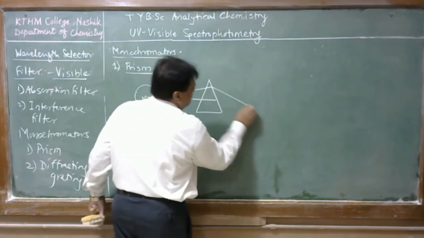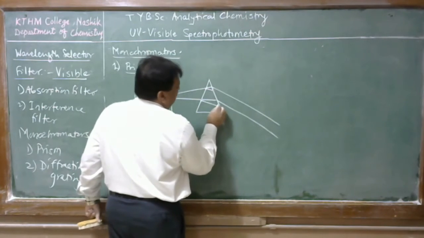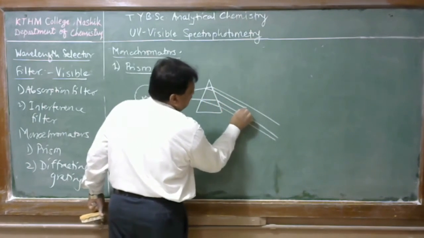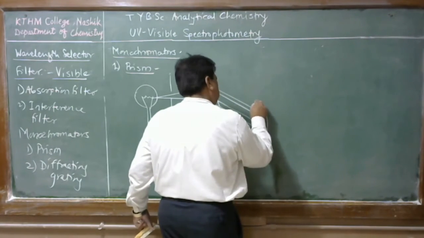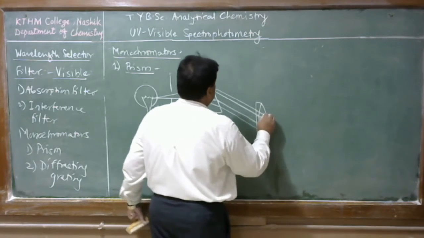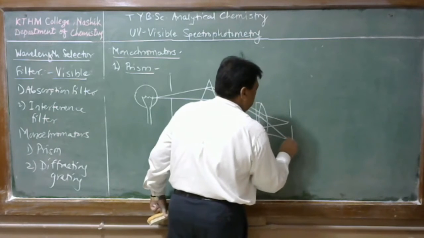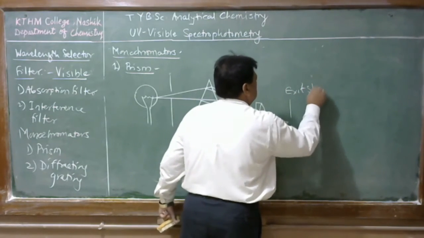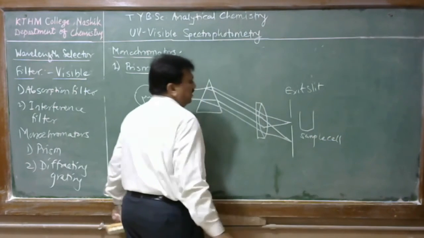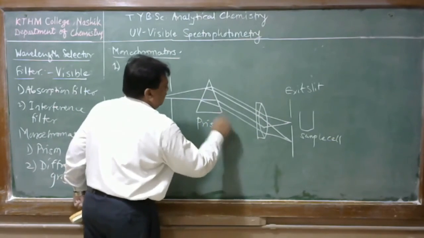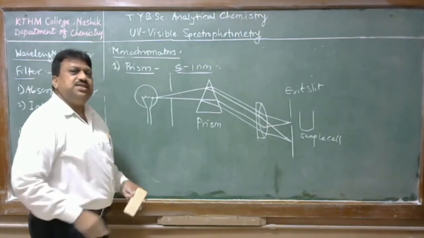This prism refracts this radiation in this fashion. Here, the path of the radiation is changed. One type of radiation uses this path, another type of radiation uses this path, and in this lens the path is again changed. Therefore, this radiation falls in one region, and that radiation falls in another region. Therefore, when we place a slit here, this is an exit slit. Here we can have a sample cell. Such radiation is obtained by using a prism, and a bandwidth of 5 to 1 nanometer can be obtained by using this prism monochromator.